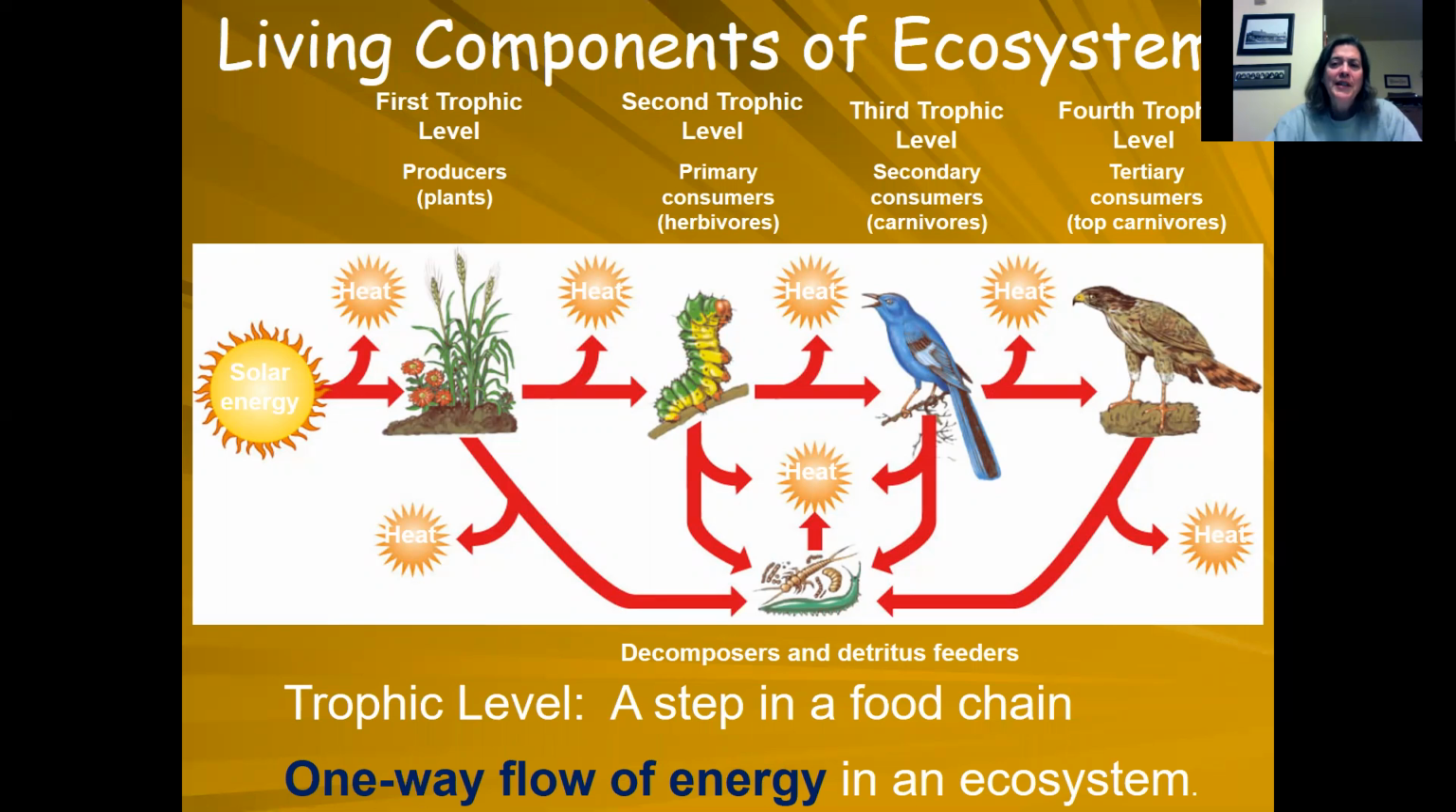You don't have this picture because it's in your textbook, but you do have some of those blanks at the bottom to be filling in with your notes. A trophic level is a step in the food chain. And then again, there's this one-way flow of energy. As you go up the food chain, you look at all the energy that you're losing each step in the process. So that's why you usually don't get higher than about a 4th trophic level.